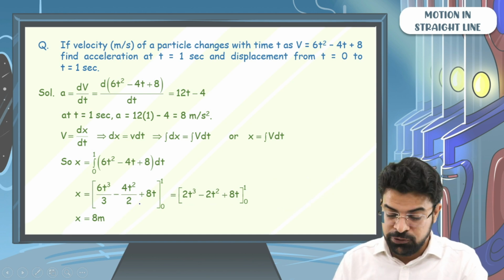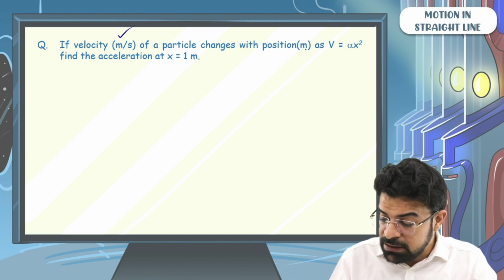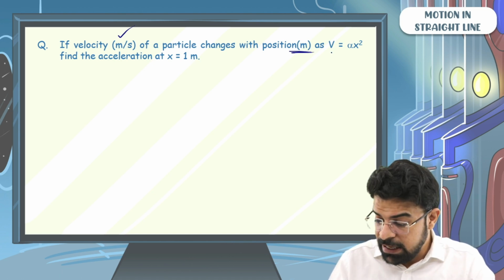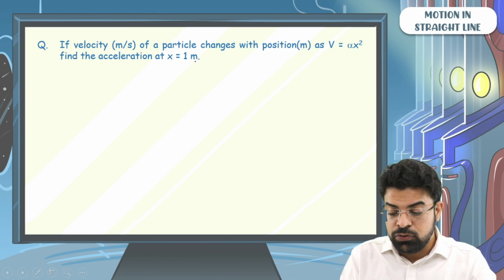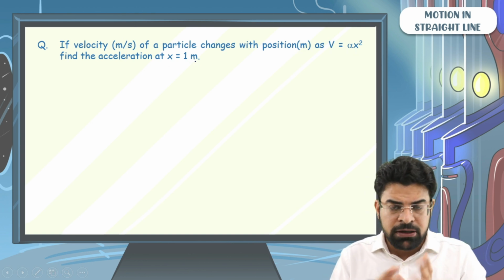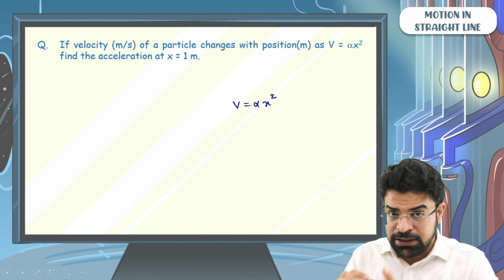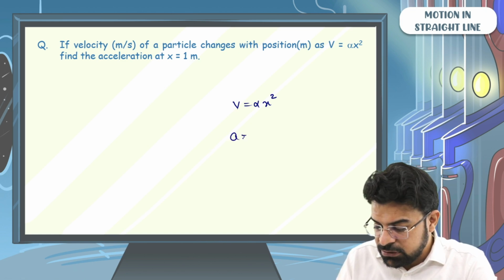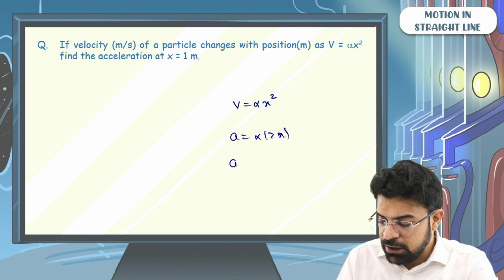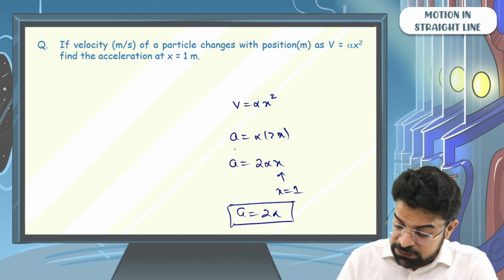This one is really useful. If the velocity in meter per second of a particle changes with position in meter as v equals alpha x square, find the acceleration at x equals 1 meter. As soon as I give this problem in classes, students say, sir, differentiating velocity, you get acceleration. So here you will get acceleration equals alpha into 2x. So acceleration equals 2 alpha x, at x equals 1 acceleration will be equal to 2 alpha. This is what most of the students do. And this is wrong. Why?